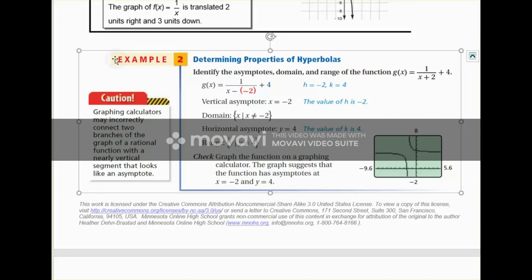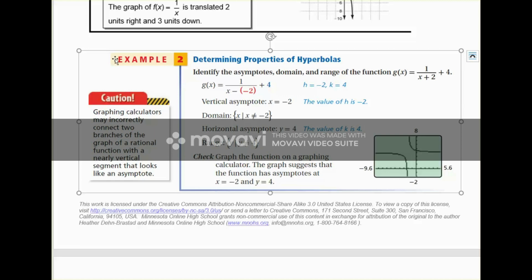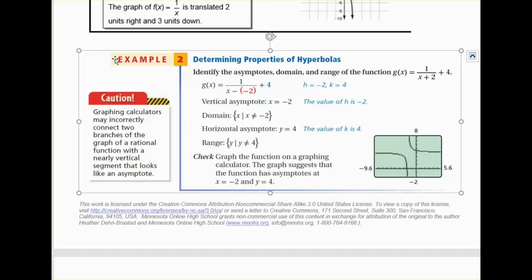We also will be asked to find the domain and range of a rational function. The graph of a rational function is called a hyperbola. To find the domain, it'll be all real numbers except where the vertical asymptote is. And the range will be all real numbers except where the horizontal asymptote is. So you have to make sure that you say that it's everything except for that value for the domain or for the range.